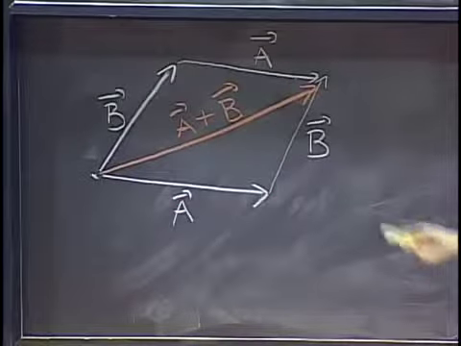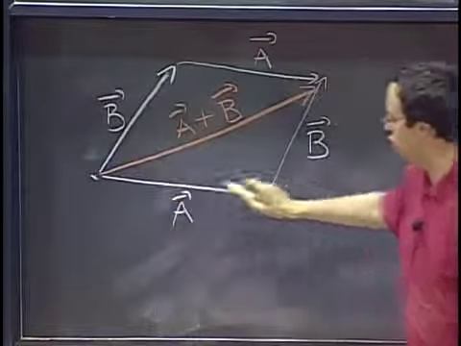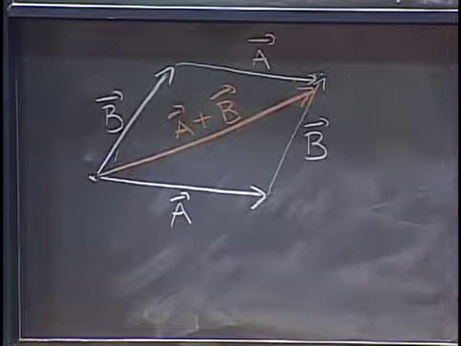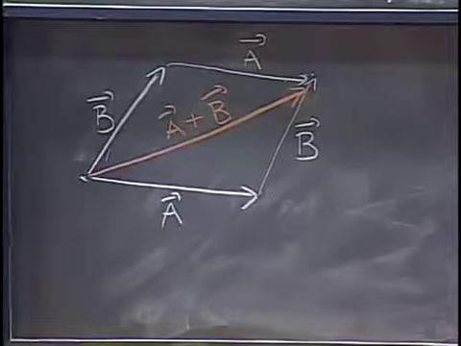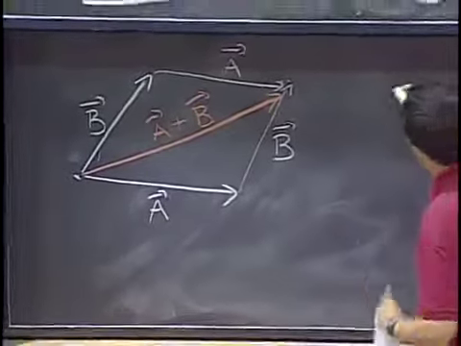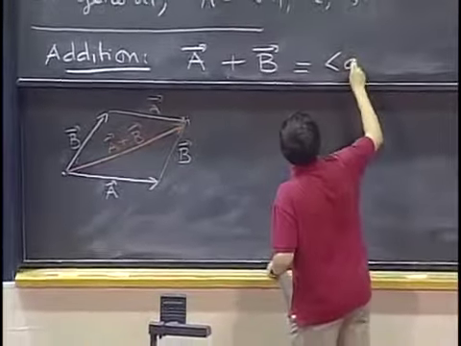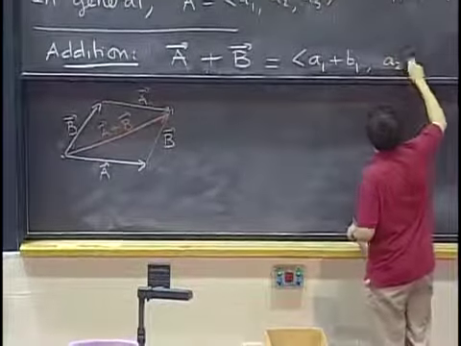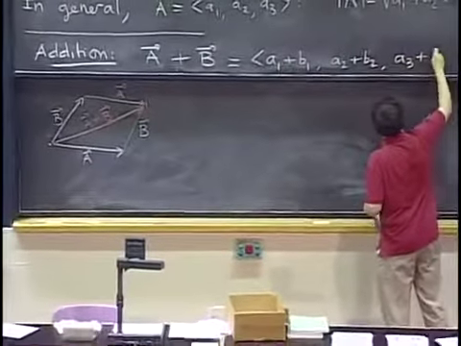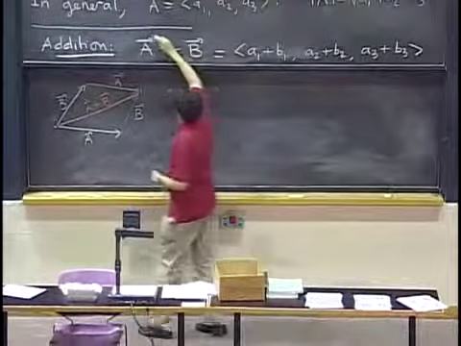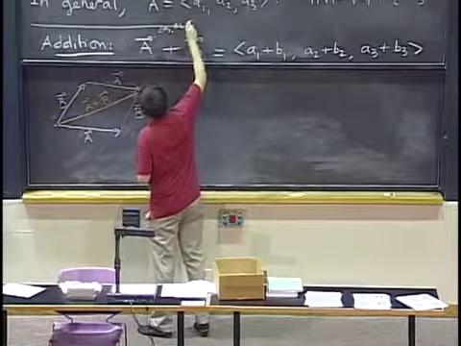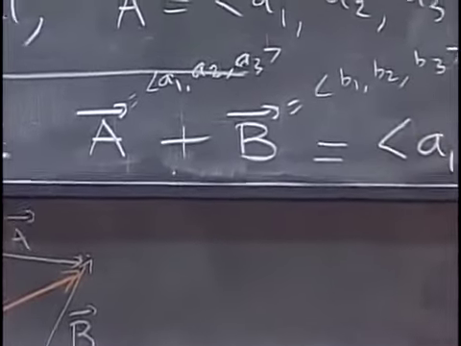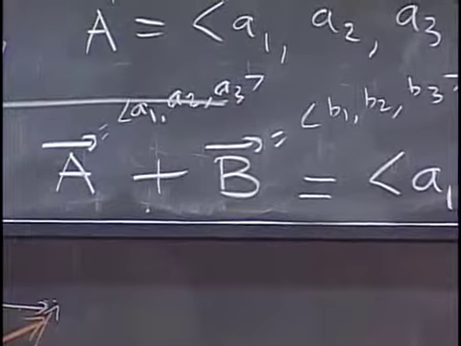The idea being that to move along A plus B is the same as to move first along A and then along B, or along B, then along A. A plus B equals B plus A. Now, if we do it numerically, all you do is add the first component of A with the first component of B, the second with the second, and the third with the third. Say that A was A1, A2, A3, B was B1, B2, B3, then you just add this way. It's pretty straightforward.